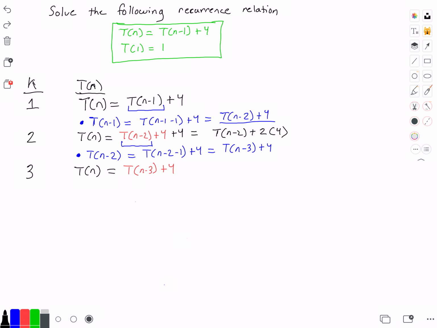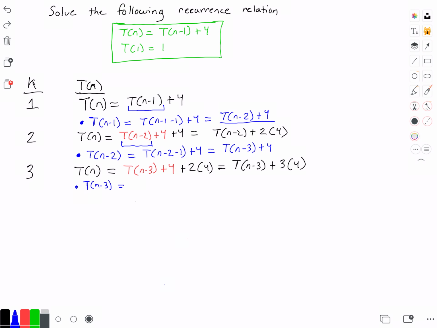All right, so I'm just going to add 2 times 4, and then I'm going to simplify this. So we're going to get T of n minus 3 plus 3 times 4. Okay, and I do actually see a pattern already. But if you don't, I'm going to do one more step for you. So we need to figure out what T of n minus 3 is.